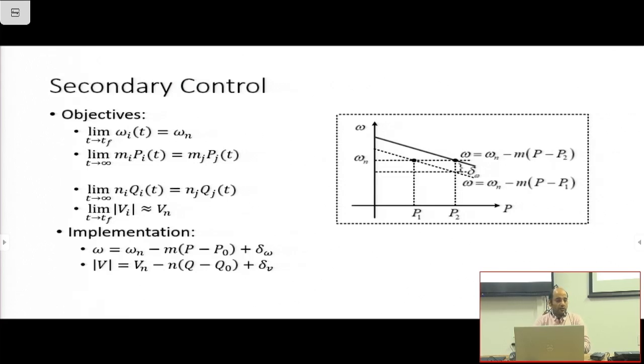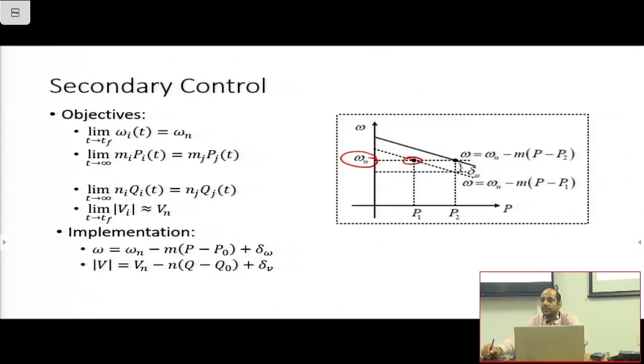Okay, so secondary control, what it is doing is shifting the curve up and down, just like you see here. Now here you have this characteristic: omega equal to omega nominal minus mp minus P1. Let's say the inverter is operating at this power, this first point. It is giving power P1 and it is producing the nominal frequency. Okay, this is the operating point.